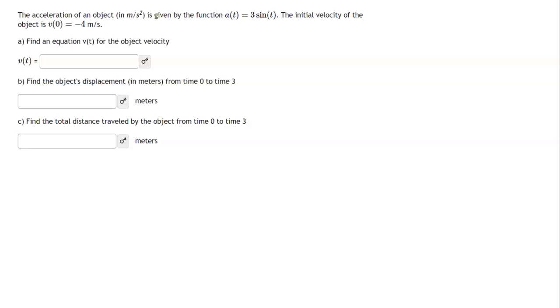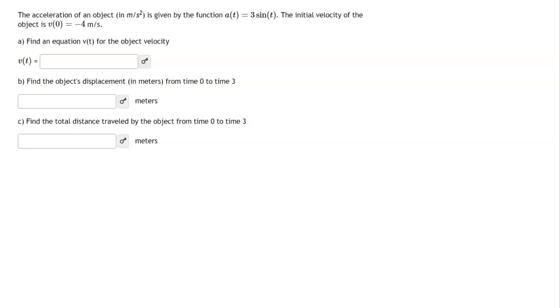The acceleration of an object in meters per second squared is given by the function a(t) = 3 sin t, and the initial velocity of the object is v(0) = -4 meters per second. So first it's asking to find the equation v(t) for the object's velocity.